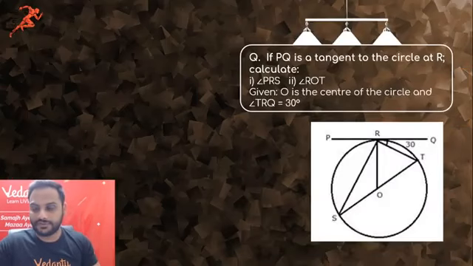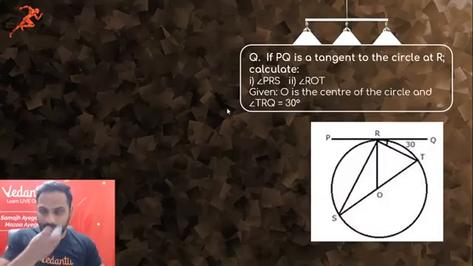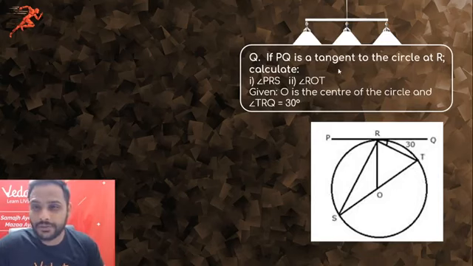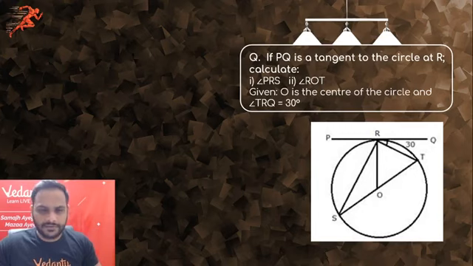So this was your homework question which I gave you in the last class. All right, so this question is that PQ is a tangent to the circle at R. Okay, PQ is a tangent to the circle at R. So yes, PQ is a tangent to the circle at R over here. Calculate angle PRS and angle ROT, given O is the center of the circle and angle TRQ is 30 degrees.